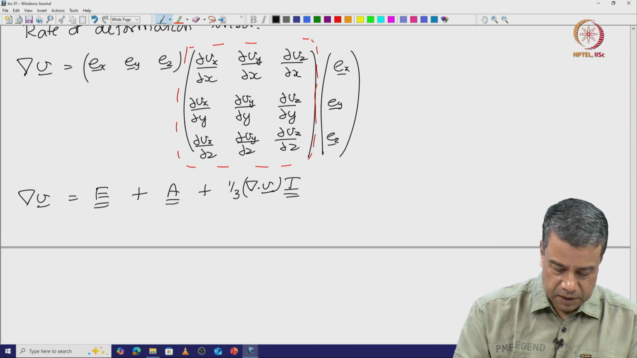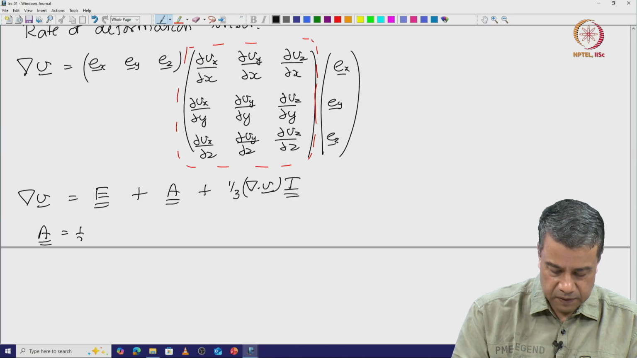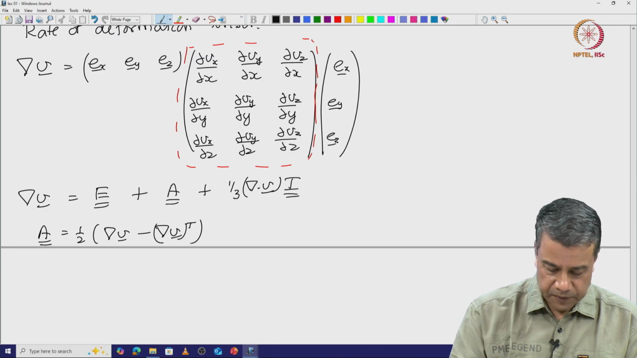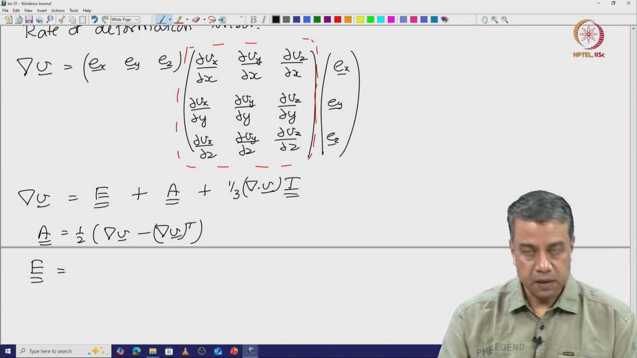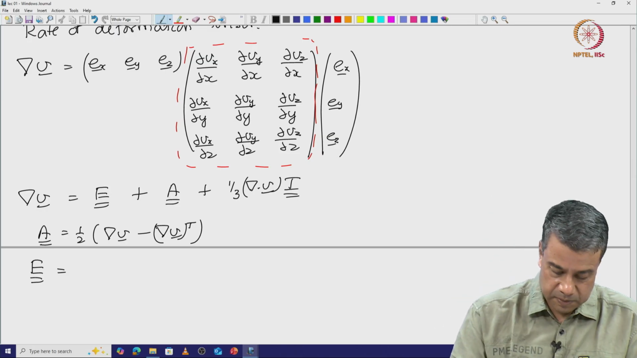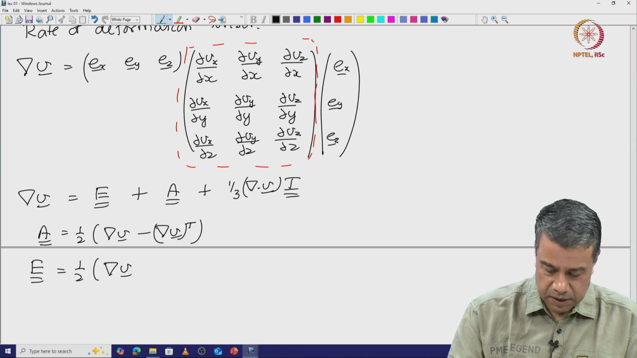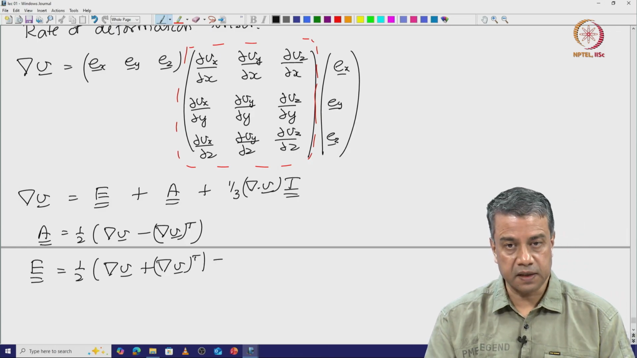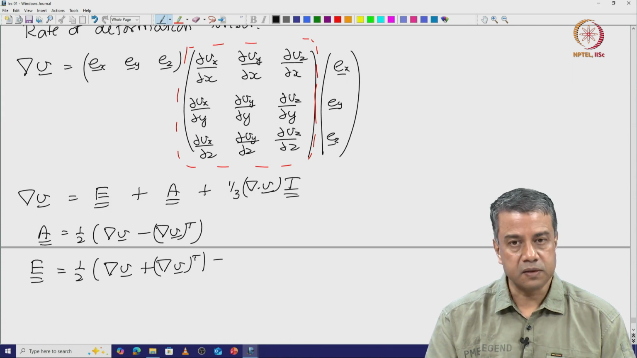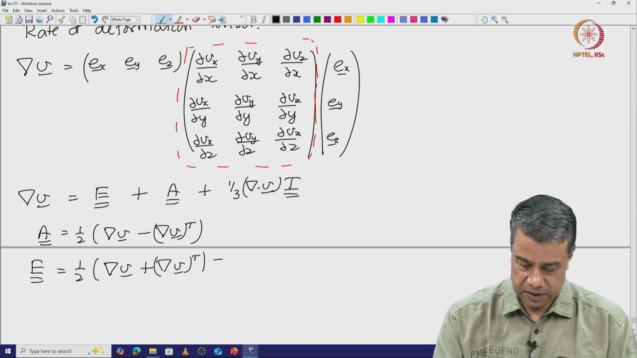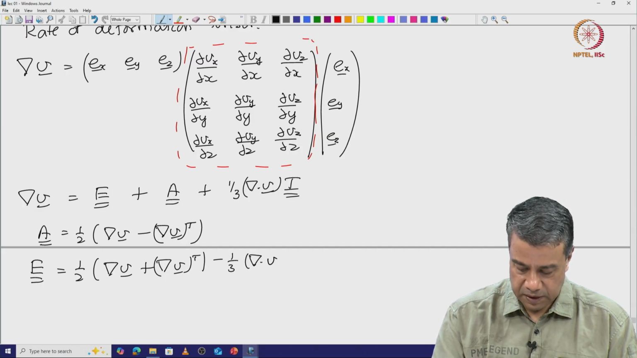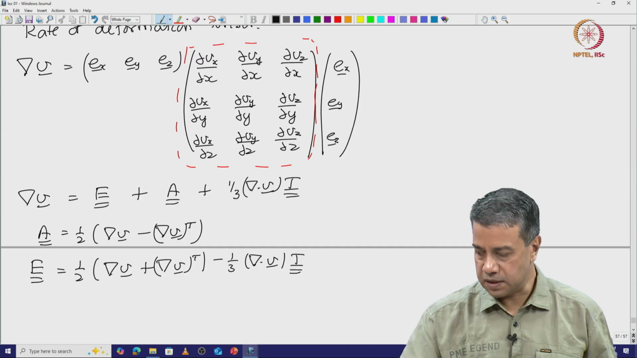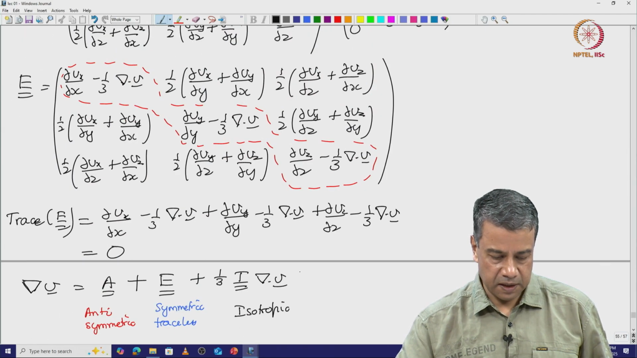And the antisymmetric part is equal to half of the tensor minus its transpose, and the symmetric traceless part is the symmetric part, which is half of the gradient plus its transpose, minus 1/3 of the sum of the diagonal elements, 1/3 del dot V into I. And of course, you have the third, which is the isotropic part. And I had expressed in detail each one of these for you.